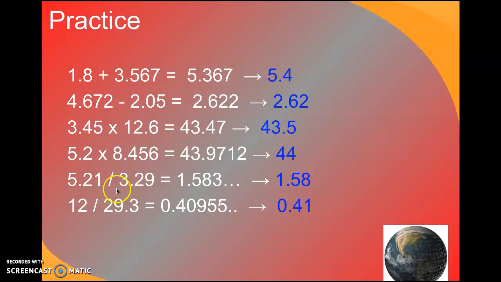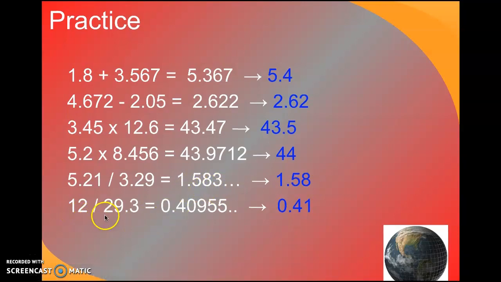Next one, we got 5.21 divided by 3.29. Both numbers have 3 sig figs. So when you plug it into the calculator, you get a real long answer, but we have to round it off to 3, so it becomes 1.58. The next digit's a 3, so you're going to leave that 8 alone.